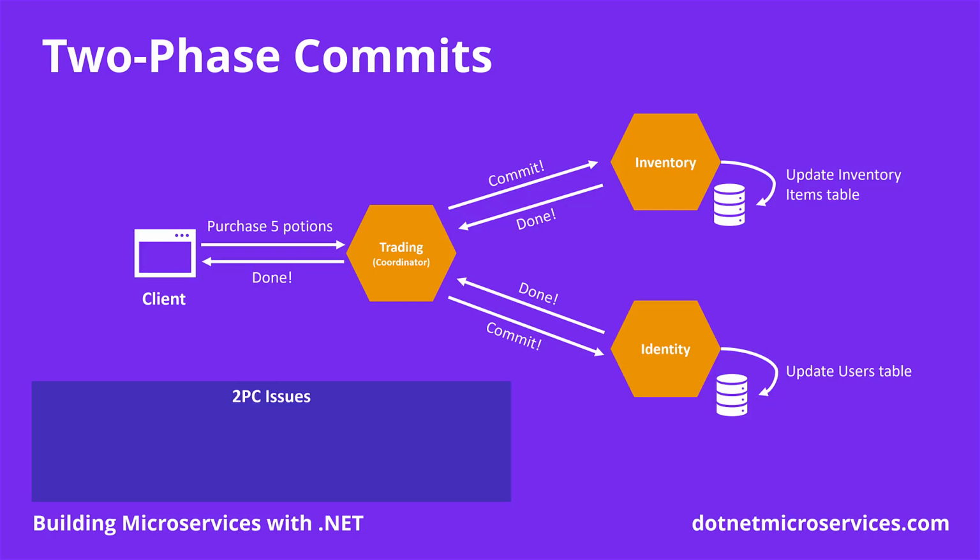To start with, the fact that the coordinator has to wait for each participant to reply with a yes or no during the voting phase can inject huge amounts of latency into the system. Keep in mind that not only trading, but also inventory and identity are all waiting at that point just to move to the next phase. And in the meanwhile, there could be dozens or hundreds of other purchases waiting to get fulfilled.